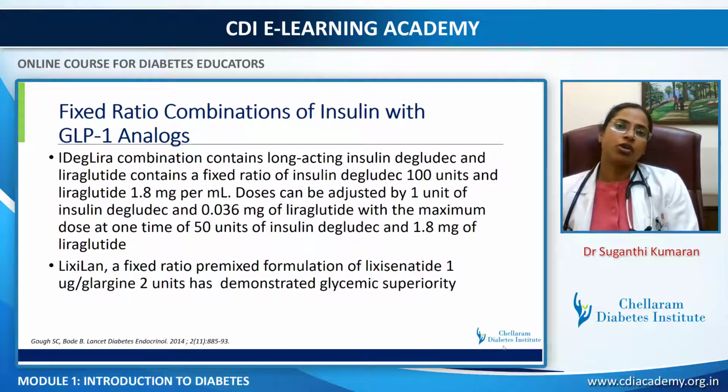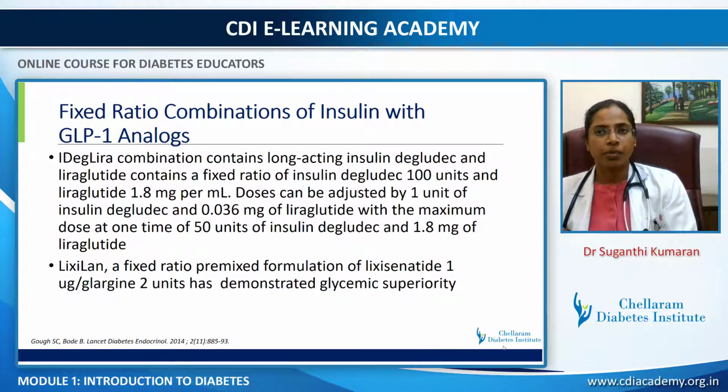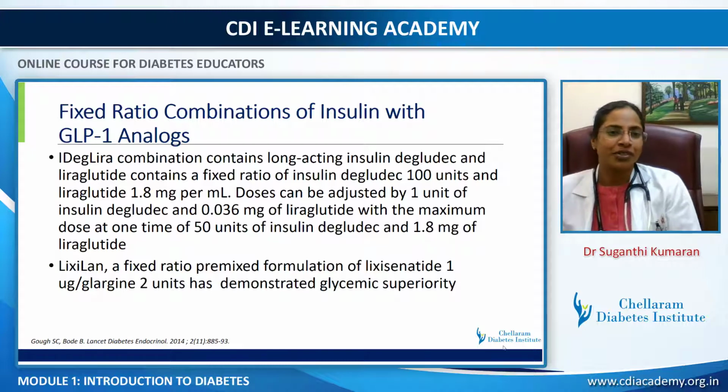There are fixed ratio combinations of insulin with GLP-1 analogs. So it reduces to one injection. Two injectables in one injection will reduce the number of injections. IDegLira, as the name suggests, it contains degludec and liraglutide. That's why it's IDegLira. Combination of long-acting insulin degludec and liraglutide.